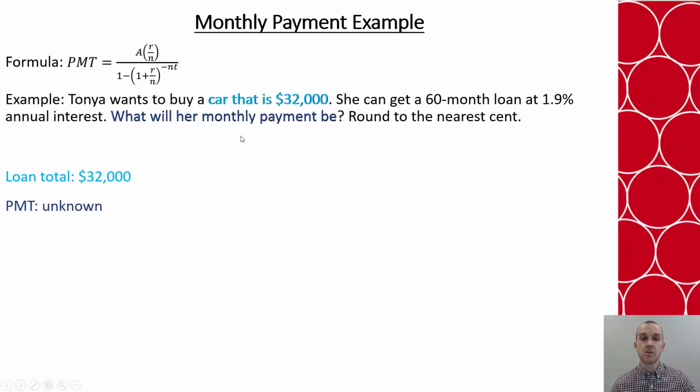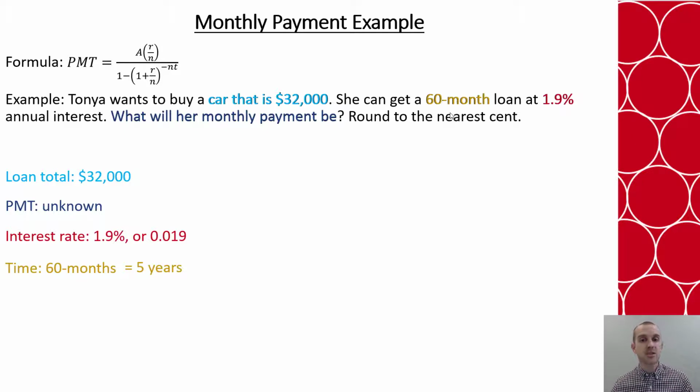So that's our unknown. Then we want the interest rate of 1.9%. So we write that as 19 thousandths. Now we look at our time. It says 60 months. But remember, time is written in years. So 60 months is equal to 5 years. Remember, months, just divide it by 12. That'll give you the number of years.